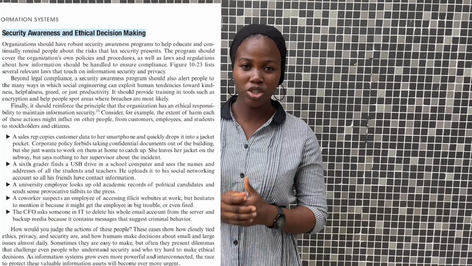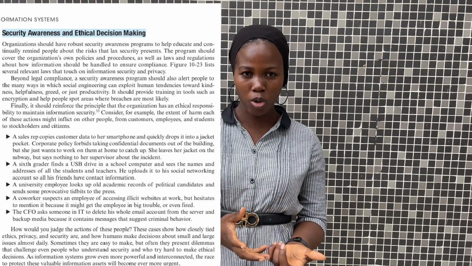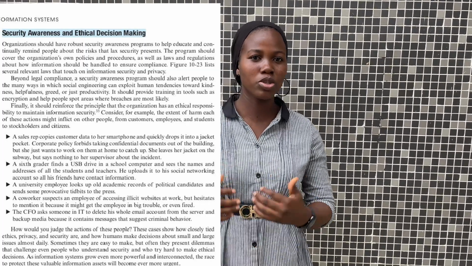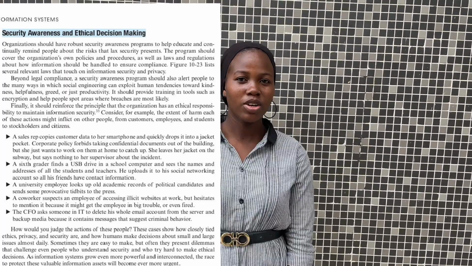Now, my final question is, how can we counteract these weaknesses? One of the ways is a security awareness program, which should be created by organizations in order to keep employees and people informed on the many ways in which social engineering can exploit human tendencies. Another way is that we should all try as much as possible to create secure passwords. Then the final one is that the relationship between ethics, security, and privacy can also help counteract this weakness.